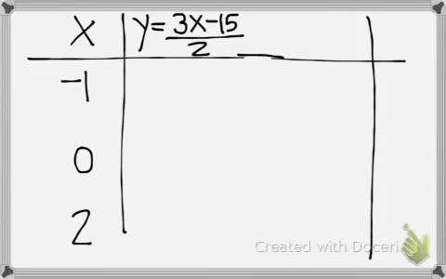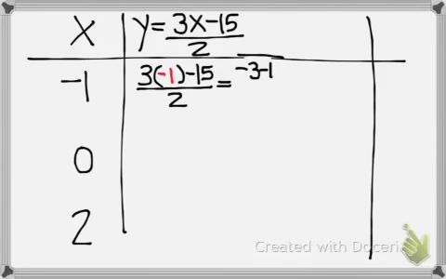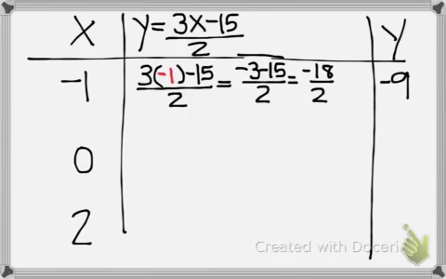So for example, with -1, plug in parentheses first, and then we can plug in -1. 3 times -1 is -3. -3 minus 15 is -18. And -18 divided by 2 is -9. So when x equals -1, y equals -9.